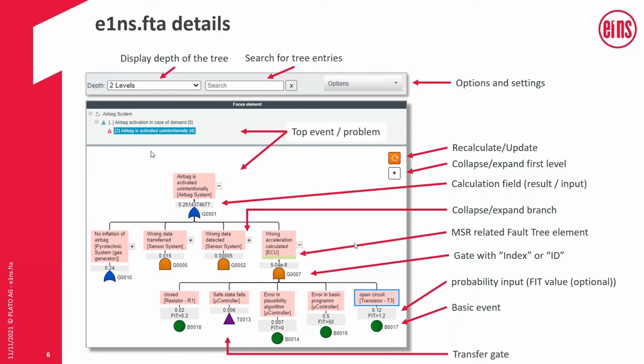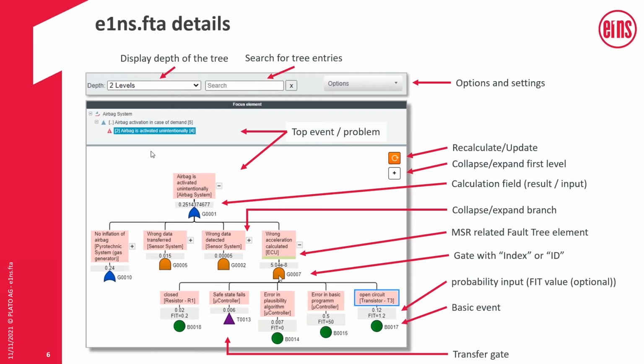If there is any interaction to MSR, you will see this green marking on the failure entries, which is a hint that there is some MSR interface for this failure mode in the background. And clicking on this bar, you directly can jump to the architect MSR view. We will see this also in the demo a little bit later on.